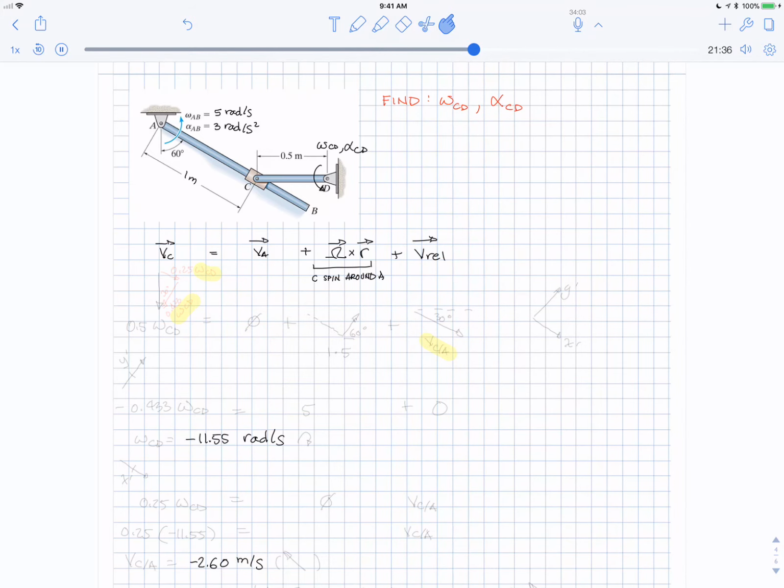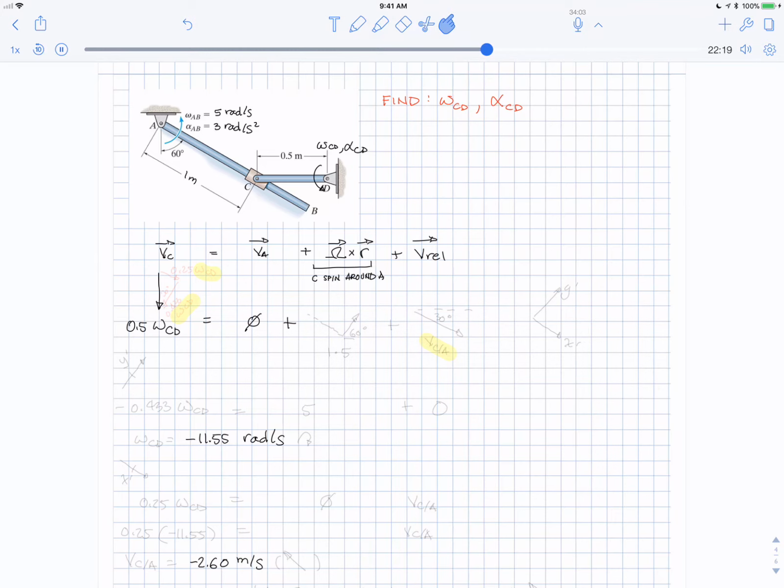Okay, so you always start these problems with a velocity problem. And so let's write down everything we know. We know that the velocity of C, so C is spinning around D if you look at that rod, since I assumed it's counterclockwise, I've got it going down with a value of R is 0.5 and omega is unknown, omega CD. Okay, that will equal the velocity of A, which is a pin, not moving, so that's nice.